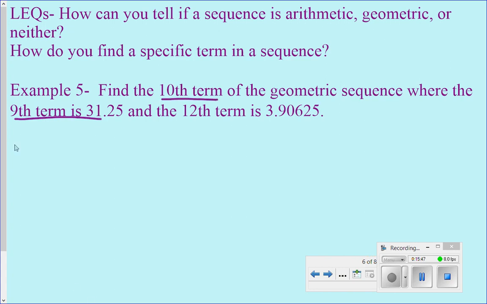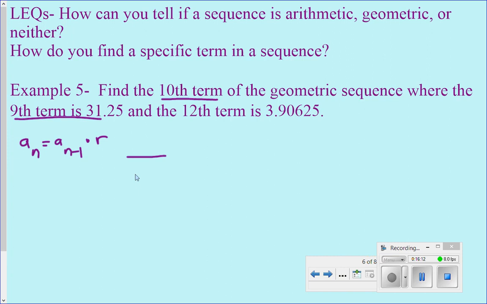So remember, the recursive formula, a sub n equals a sub n minus 1 times r. If I knew r, then I would multiply that by the 9th term and I would get the 10th term, but I don't know r. So I can't use the recursive formula yet. Also, someone suggested, well, can't we do the problem like the last problem with the lines? Well, we can try that.